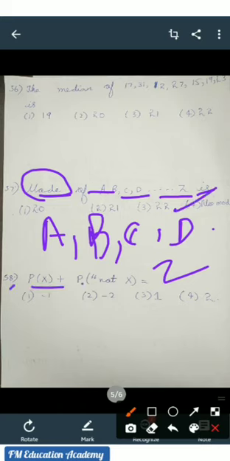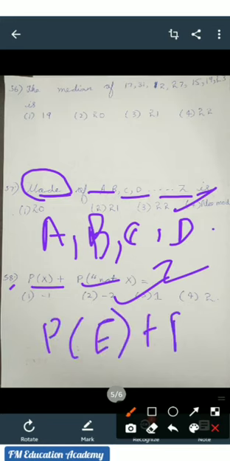58th question. P of x plus P of not x is 1. Why? Because we know P of E plus P of not E is 1. Similarly, P of x plus P of not x is also 1.